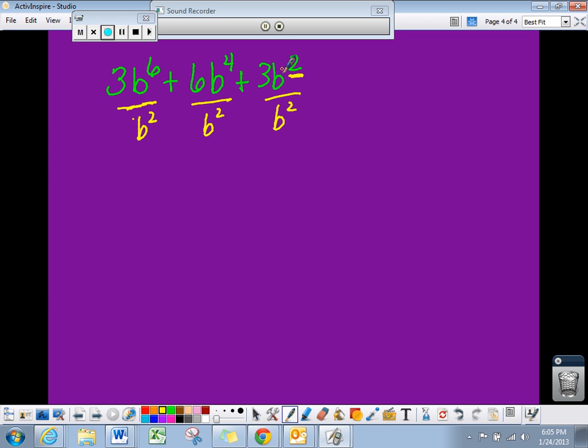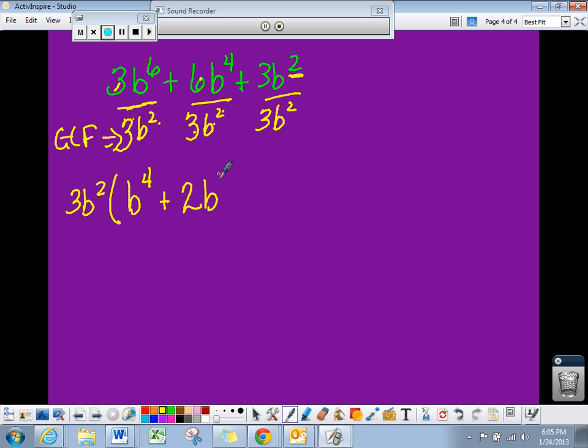But this is 3, 6, and 3, so that GCF is actually 3b to the second. So we're going to divide by that. That's our GCF. Okay, so 3 goes into 3 one time. B to the 6th divided by b to the second is b to the 4th. 3 goes into 6 two times. B to the second divided into b to the 4th is b to the second. Plus 3 goes into 3 one time. B goes into b. That gives me 1, so that's going to give me 1.